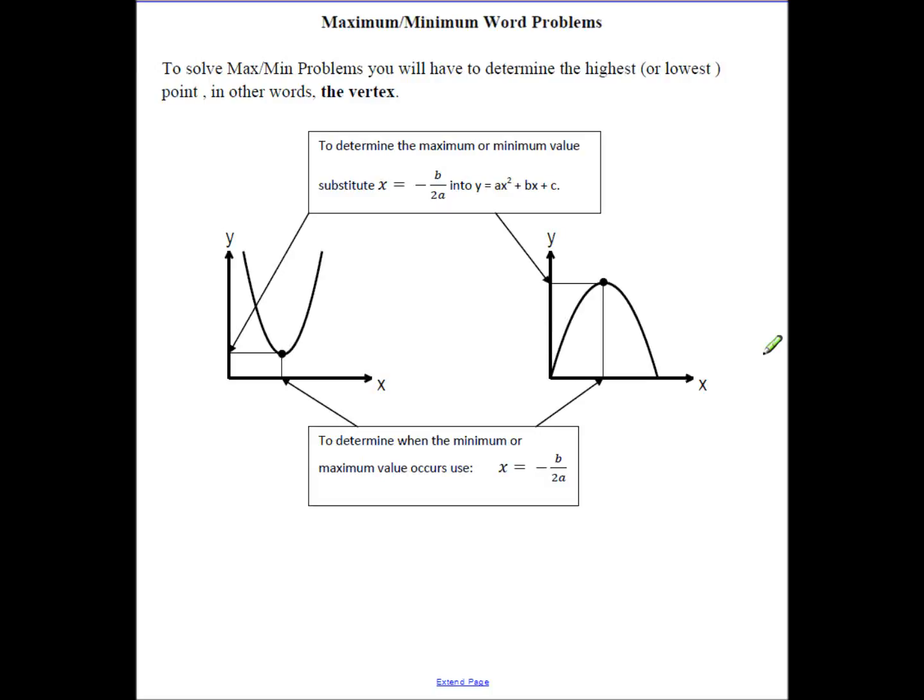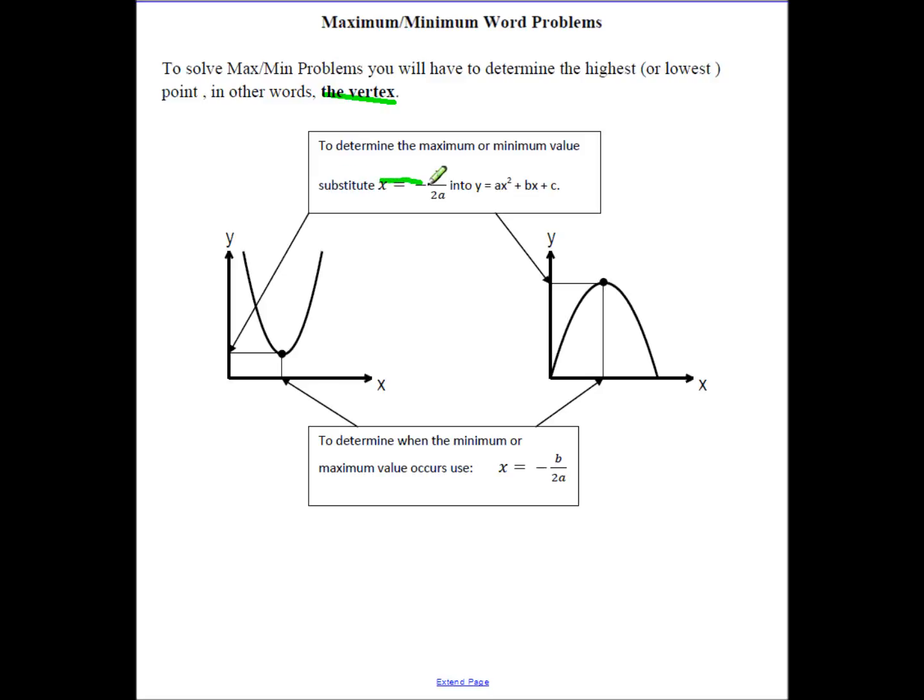Section 6.3 is also about problems called max and min problems. We've looked at some of these already in the other examples. To solve a max and min problem, you have to determine the highest or lowest point, so that's the vertex, as you know, and determine the maximum or minimum value.